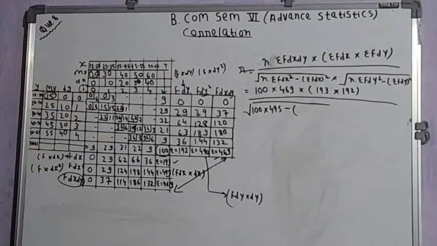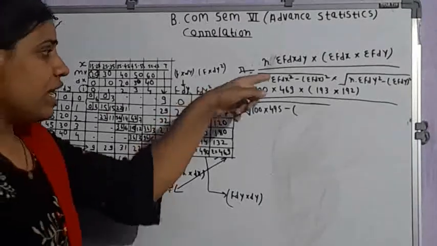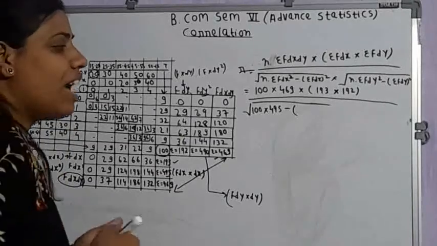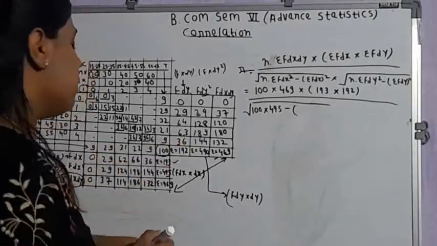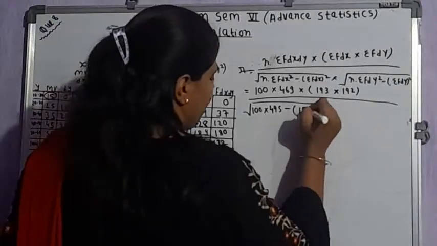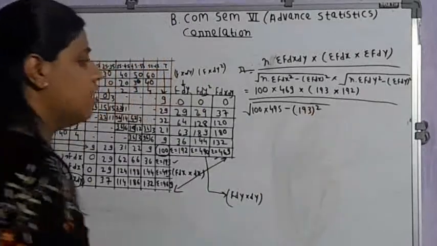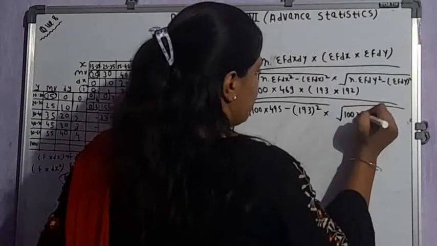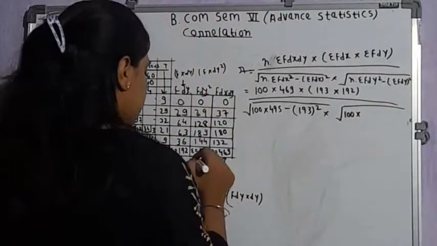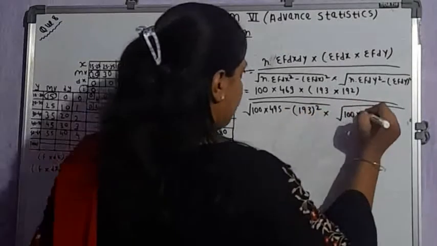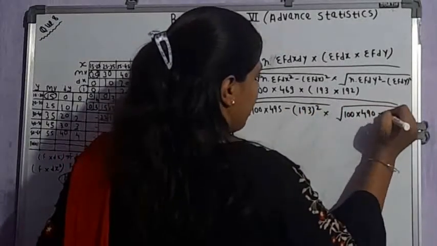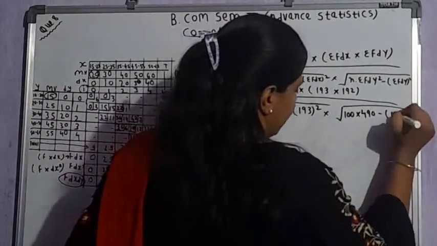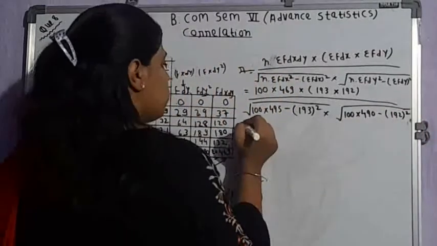So guys, don't make a mistake here. Don't put the value of summation f dx square. What we have to do is put the value of summation f dx and then make the square of it. What is the value of summation f dx? 193. So we will write square of 193. Okay. Then into another under root. What is the value of n? 100. What is the value of summation f dy square? It's 490. Okay. Then minus summation f dy whole square. What is the value of summation f dy? 192. So square of 192.